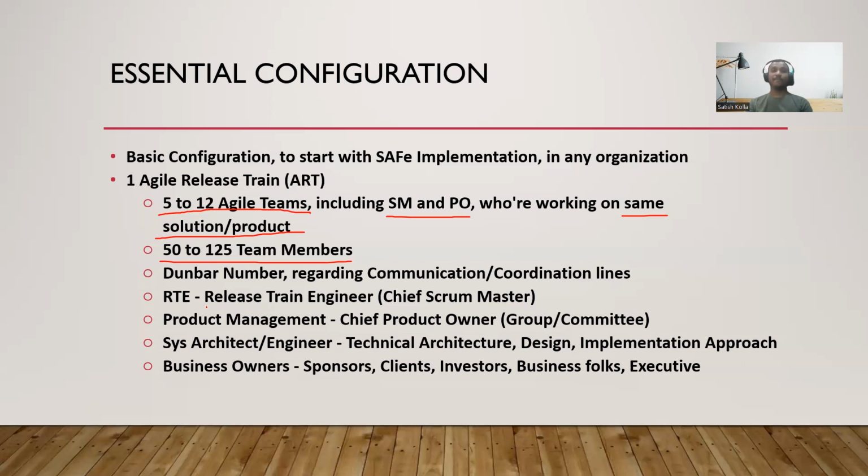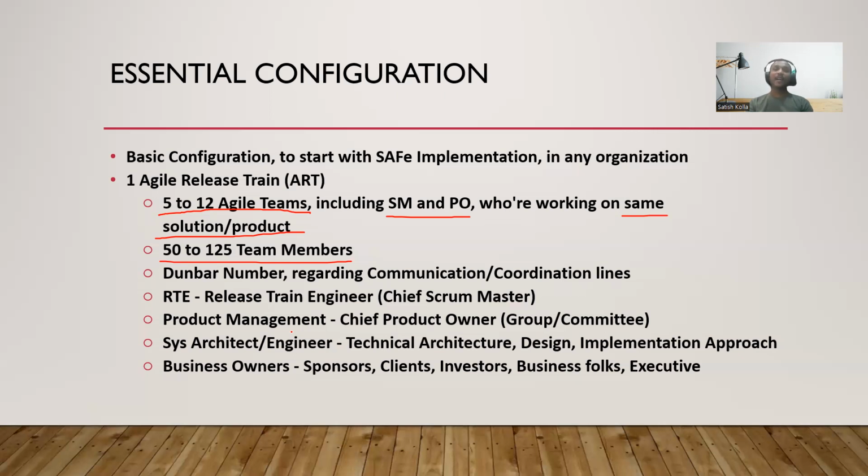All the program level, release train level events, facilitation, coaching, mentoring, and assisting the release train are the key responsibilities of a release train engineer. The next role coming is product management. They could be called chief product owners. They could be a group or a committee. It might not be a single individual playing the role of product manager. In many cases it is observed that a group of individuals come together and play the role of product management at the release train level.